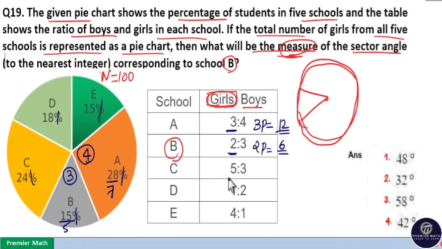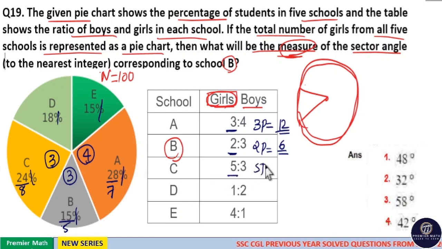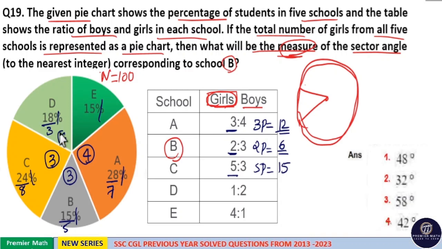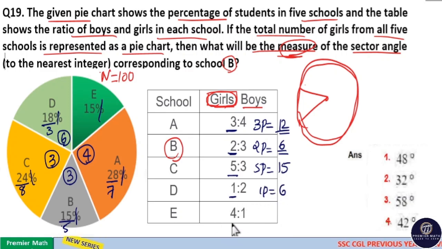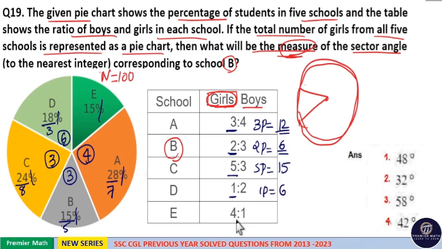In school C, total number of students is 5 plus 3, 8 part. 8 part is equal to 24 means 1 part is equal to 3. If 1 part is 3, total number of girls in school C is equal to 5 part. So 5 part is equal to 5 into 3, 15. In school D, total number of students is 1 plus 2, 3 part. 3 part is equal to 18 means 1 part is equal to 6. If 1 part is 6, total number of girls in school D is equal to 1 part, which is equal to 6. And in school E, total number of students is 5 part.